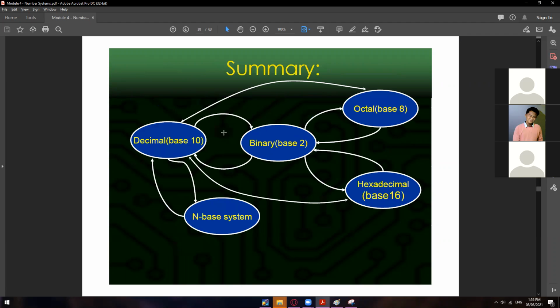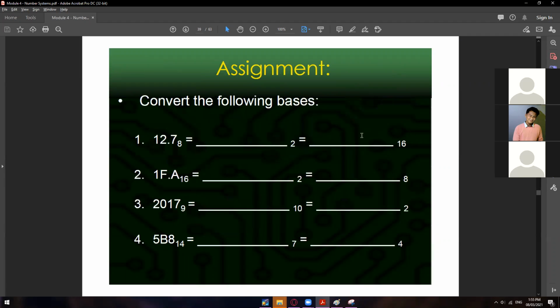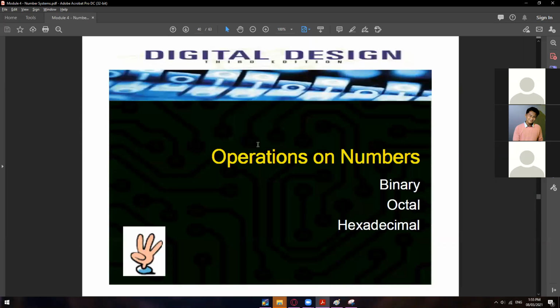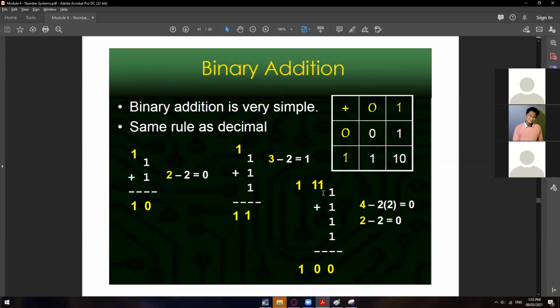Okay. So here's the summary. You can convert the decimal to binary to n-base, hexadecimal, or octal, etc. Okay. So yeah, and assignment. So just do this one as your practice activities. And then the next one here is operations on numbers. In here, we're going to discuss binary, octal, and then hexadecimal. So first, of course, binary addition for now.